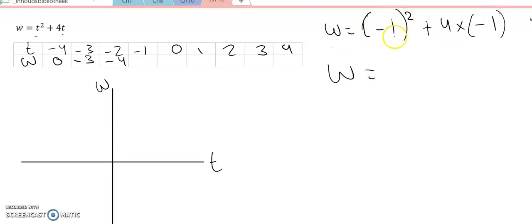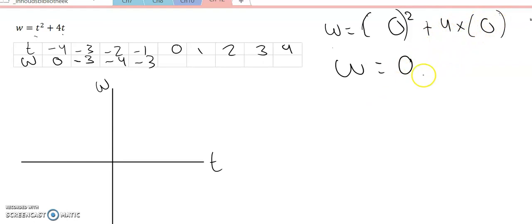W is negative 1 times negative 1, which is 1, plus 4 times negative 1, which is negative 4. So W is 1 minus 4, which is negative 3. Hey, that is something we already saw over there. Okay, let's check it with the next one. If we fill in 0 for the t, 0 squared, W is 0 times 0 is 0, plus 4 times 0 is also 0, and 0 plus 0 is 0. Okay, we can see that it's the same over here.